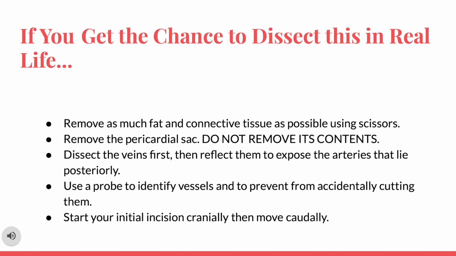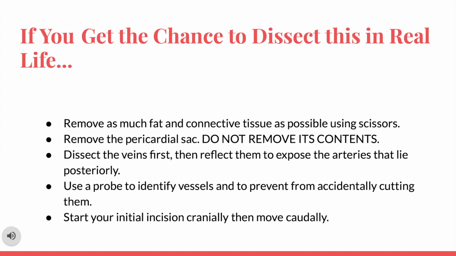So first, just remove as much fat and connective tissue as possible using scissors. We read that if it is too dense or too tough to cut, you can massage it and it will loosen up and be easier to cut. Also, you need to remove the pericardial sac. It's a hard word, pericardial sac, but do not remove its contents. That might be difficult, so maybe look up some YouTube videos and things that could help you with that.